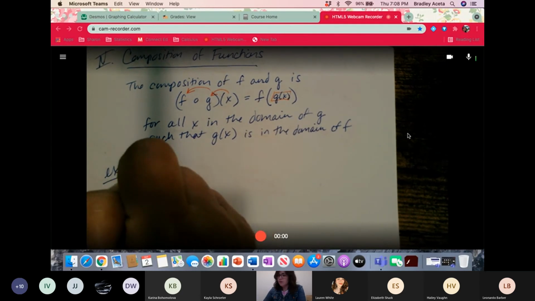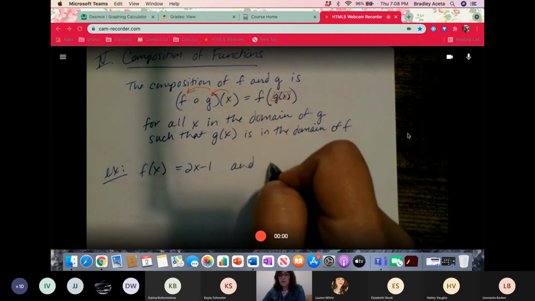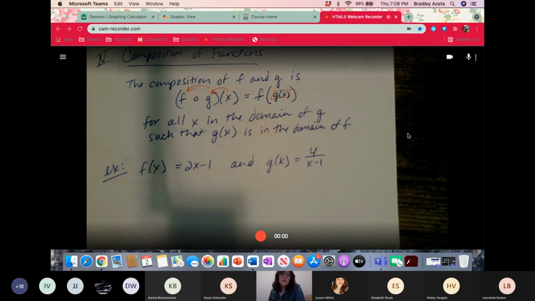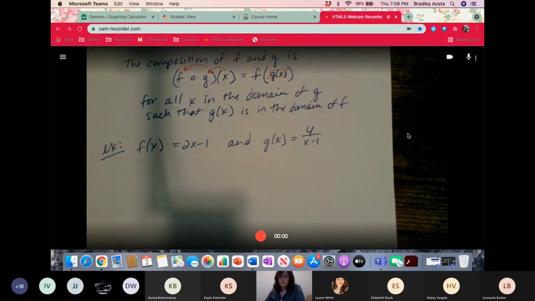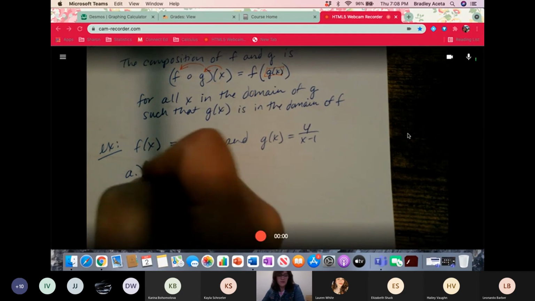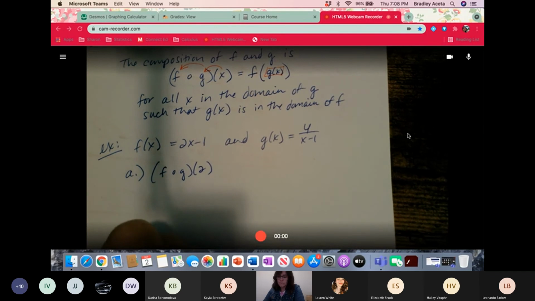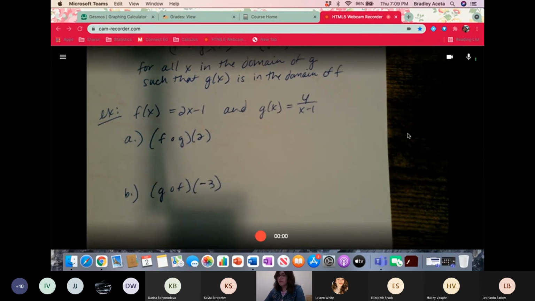And I'm going to give you two functions now. So f of x being 2x minus 1, and g of x being 4 over x minus 1. And we're going to do simple ones with numbers, just like we started when we were doing the operations. Keep it simple, and then we'll make it hard on you after. So let's find the f o g of 2, the g o f of -3, and then the f o f. That's one of my favorites. The f o f of 4.